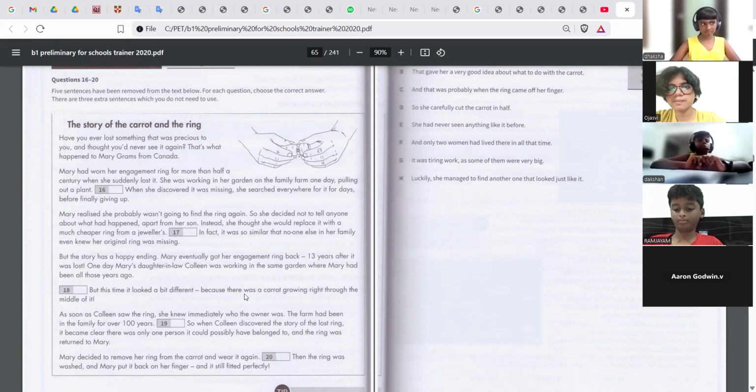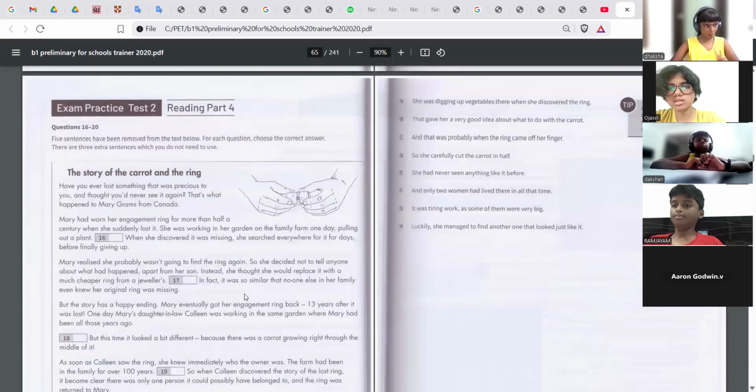Okay. So when Colleen discovered the story of the lost ring, it became clear there was only one person it could possibly have belonged to, and the ring was returned to Mary. Who is that possibly one person?